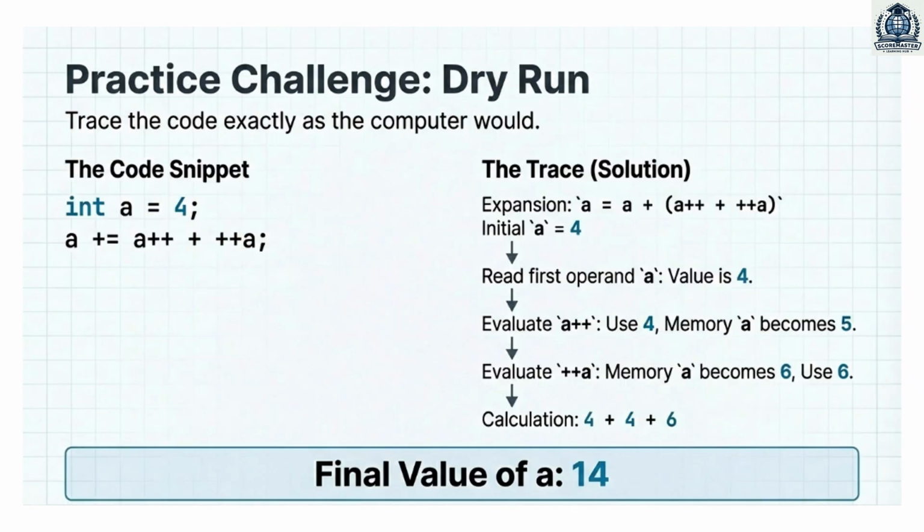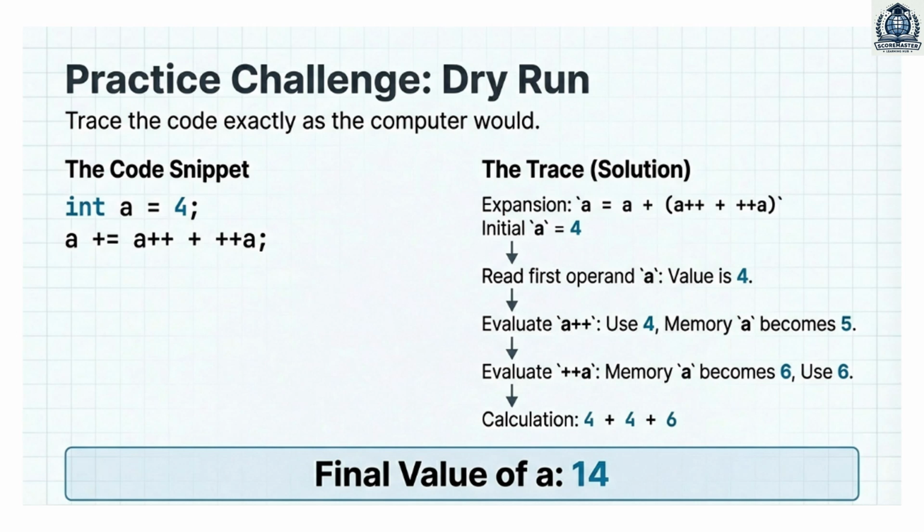Postfix lies to your face. a++ uses 4 first, then bumps a to 5. Don't forget the memory change. Prefix doesn't wait. ++a pushes a to 6 before using it, so the expression pulls a higher value.